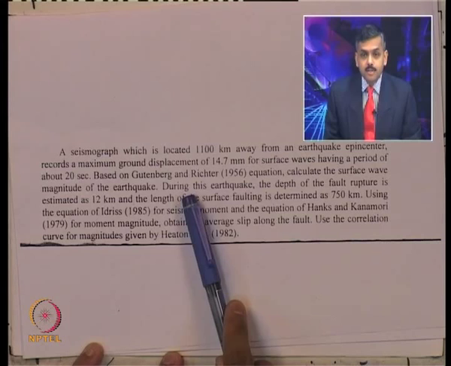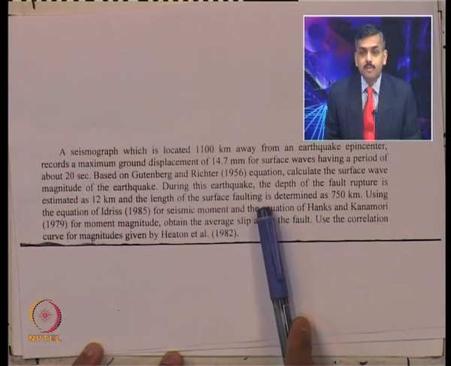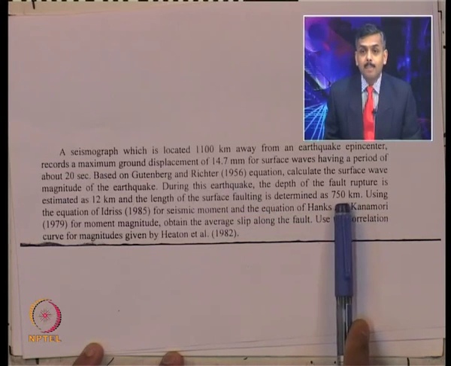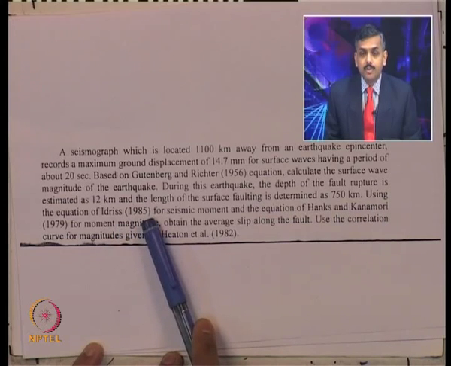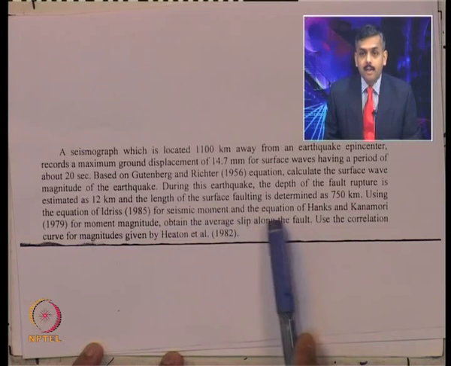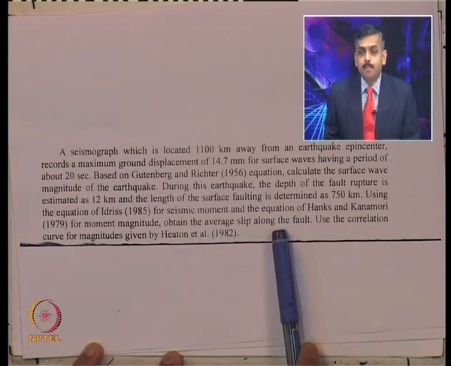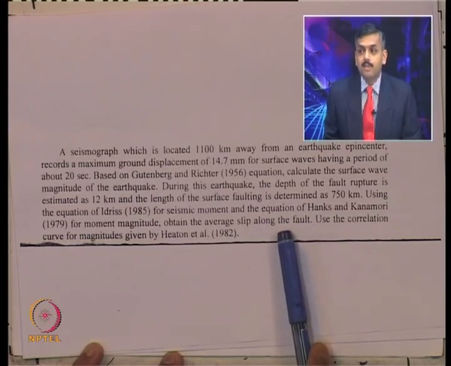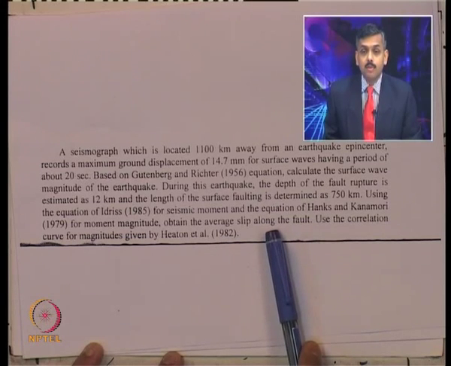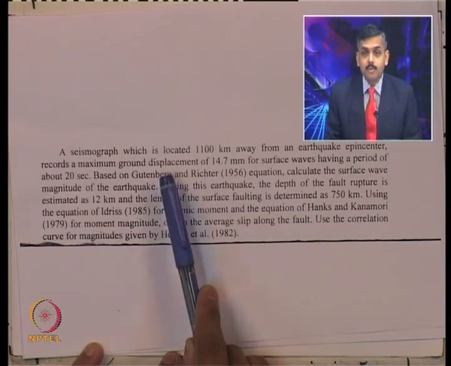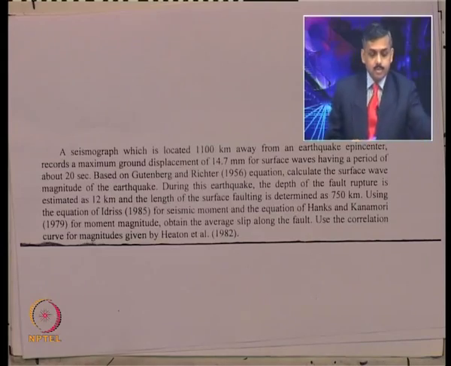Now, what is the next part? It says during this earthquake, the depth of the fault rupture is estimated as 12 kilometer and the length of the surface faulting is determined as 750 kilometers. So, these are the fault dimensions measured after the earthquake, length and surface faulting. Using the equation of Idriss 1985 for seismic moment and the equation of Hanks and Kanamori of 1979 for moment magnitude, obtain the average amount of slip by which the fault has moved or experienced. This is the other way round. See, it is asking how much will be the amount of fault slip or movement which should be experienced for an earthquake of such magnitude. So, use the correlation curve of magnitude given by Hyndman et al. 1982. So, let us see how we solve this problem.